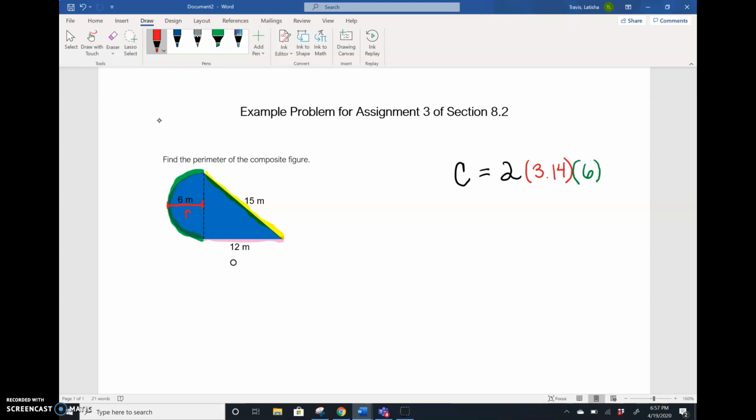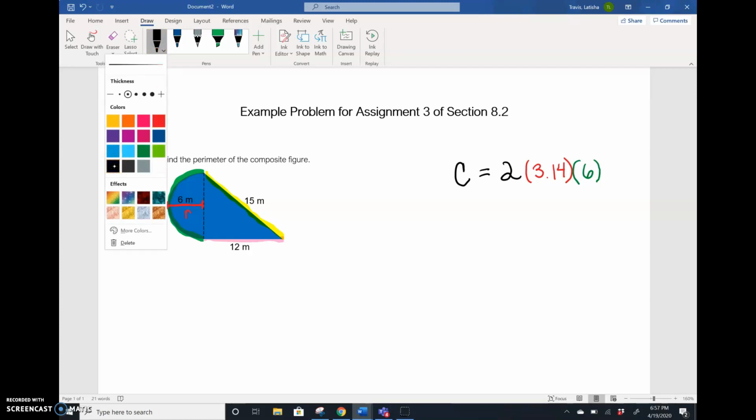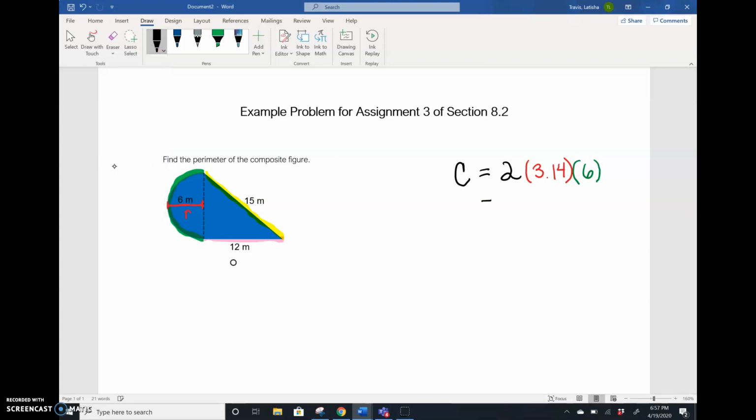And I'll just use my calculator really quickly to figure that out this time instead of manually doing it to save time. I have 2 times 3.14 times 6. Okay, so the answer, it's not the final answer, once I've multiplied all those numbers together, is going to be 37 and 68/100ths. Now, this would be the distance around a full circle with a radius of 6.